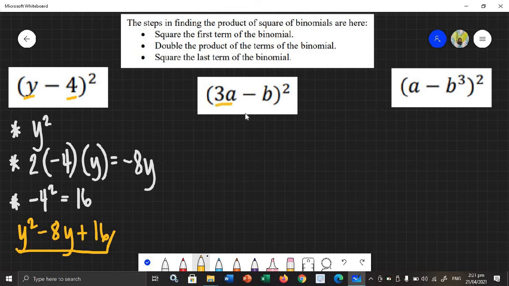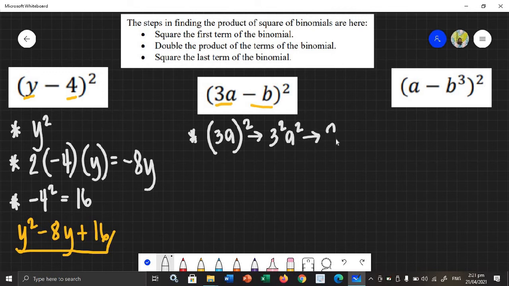So, ang first term natin is 3a. Ang second term natin is negative b. So, don't forget yung sign. Okay? So, again, we need to square the first term of the binomial. So, quantity 3a squared. Pag sinimplify natin siya, it will become 3 squared a squared. And we can still simplify 3 squared. So it will result to 3 times 3 is 9. So we have 9a squared. So yun yung sagot sa unang step.